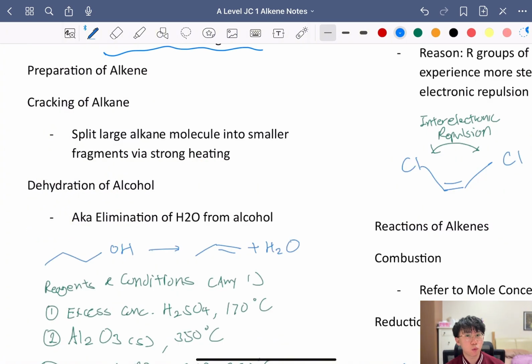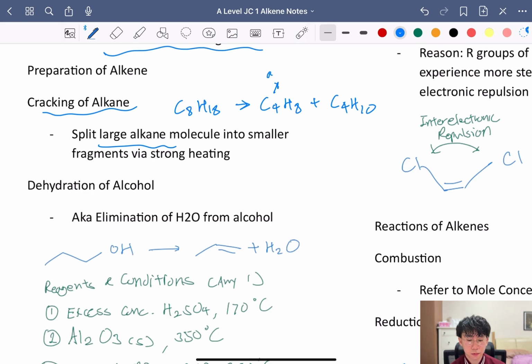So what are some of the different ways to prepare my alkenes? Well, you have cracking of alkanes, which is splitting my large alkane molecule into many small fragments. So for example, you can have C8H18 that is split into C4H8 and C4H10. And because of this, you would form an alkene and an alkane. And this is done by very strong heating of your large long chain alkanes.